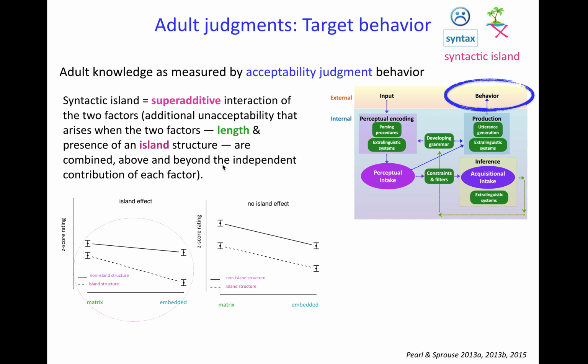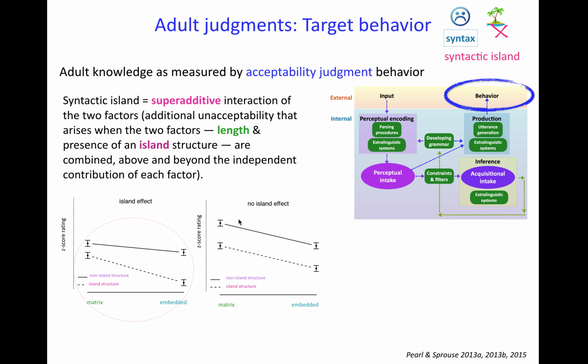Now, the interesting thing, the superadditive thing that we're looking for, is to say, okay, is there an additional drop, in this case in acceptability, that comes beyond the additive effects of length and island? So we already know that when you add in an island structure, you drop this much. We already know that when you go from matrix to embedded, you drop this much. Do you drop more than that? That's superadditive, above the amount you would expect to drop. So if you don't, if you're like, well, I dropped this much because I had an island structure present, now I'm here, and I go from here to here, right, because I went from matrix to embedded, I dropped that much. Well, if you add those two together, you get this.